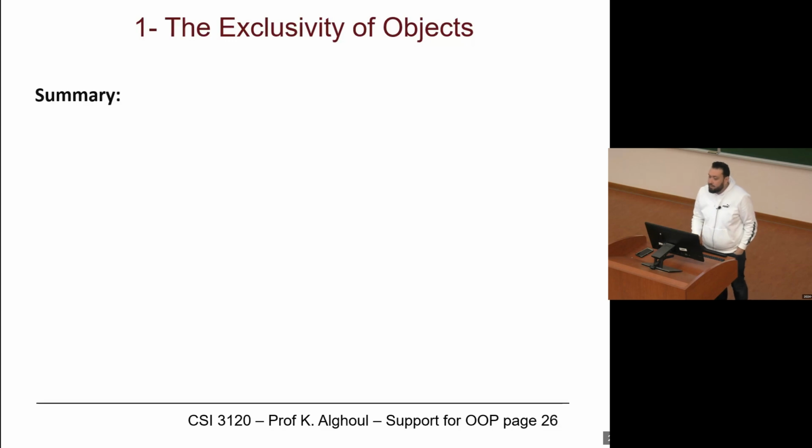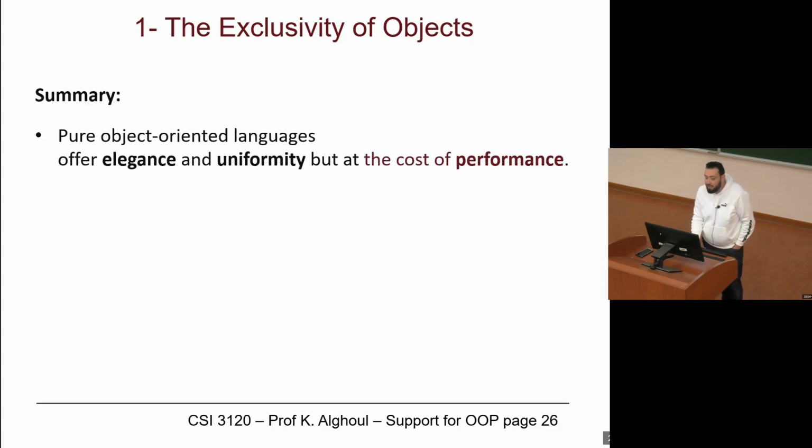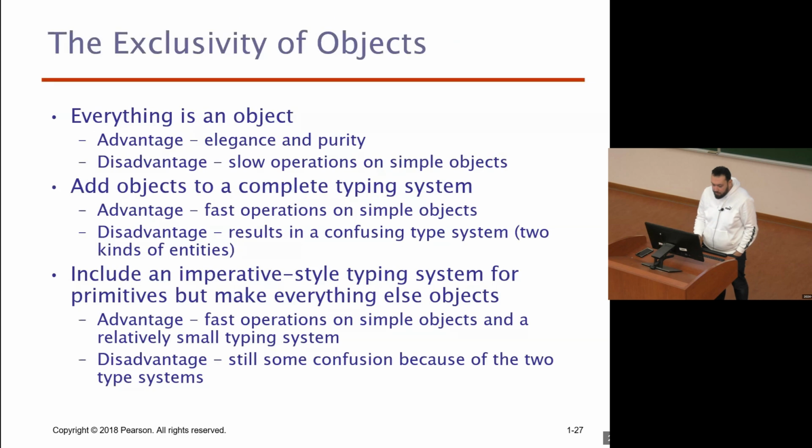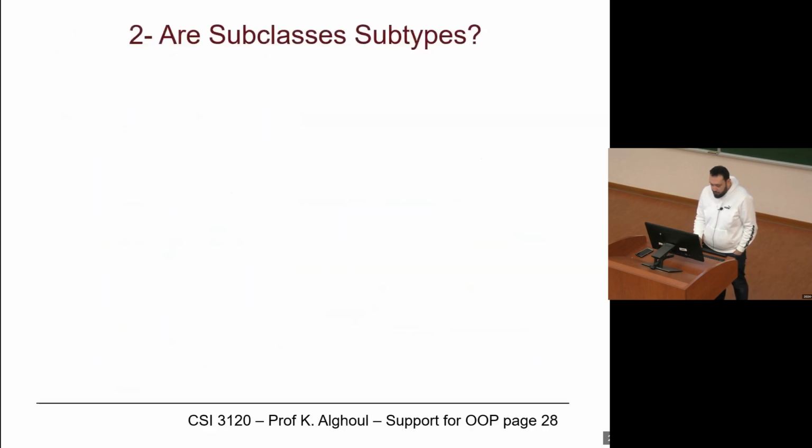So now, what is the summary for this first design issue? Pure object-oriented languages offer elegance and uniformity, but at the cost of performance. The hybrid models, for example Java and C++, improve efficiency, but increase complexity by mixing primitive and object types. So this is in summary, and this is from the book.